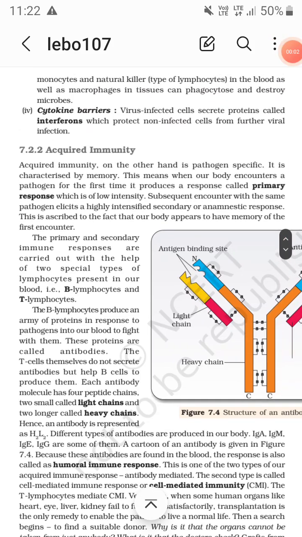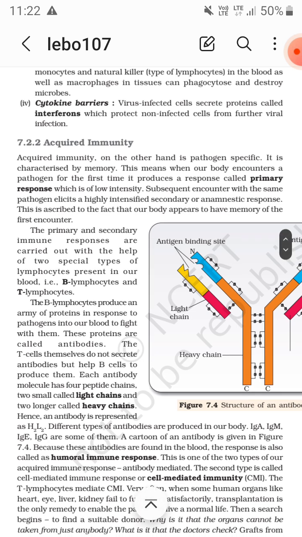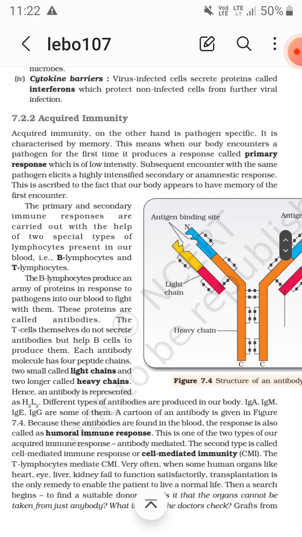There is acquired immunity that has a primary response. It's a first-time response, which is of low intensity, and this acquired immunity is pathogen specific, characterized by memory. When our body encounters a pathogen for the first time, it produces a response. This primary response is of low intensity. A subsequent encounter with the same pathogen elicits a highly intensified secondary response. Of course, the second time will be faster, as our body appears to have memory of the first encounter.